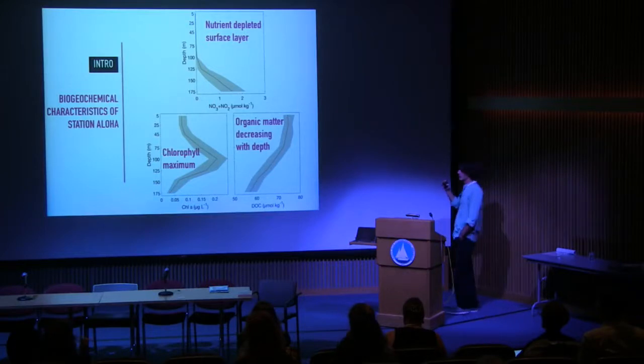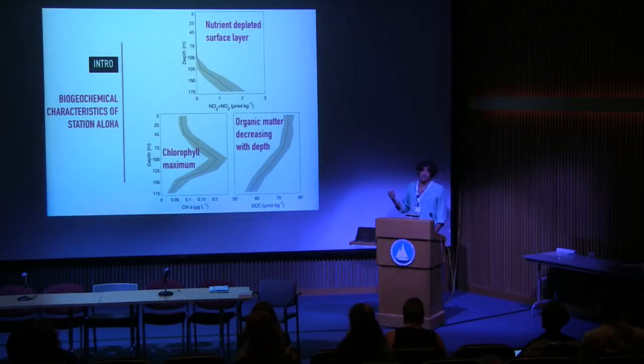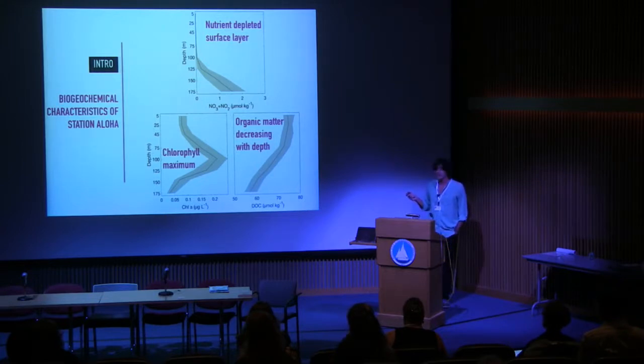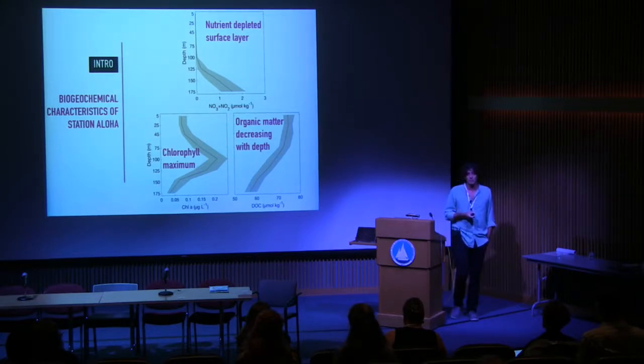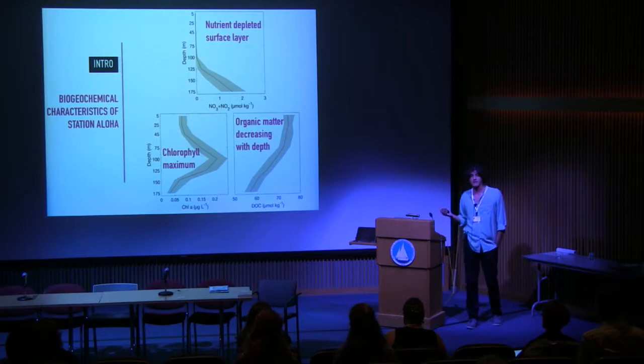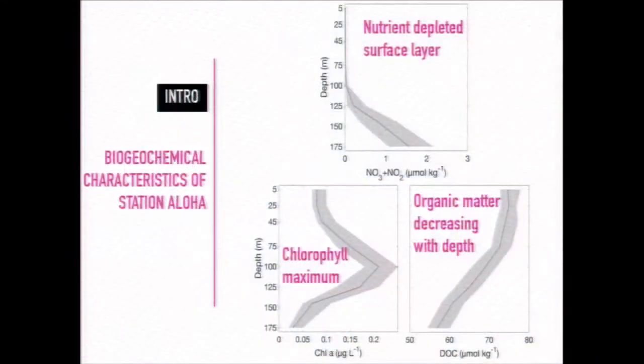So we have this nutricline, and there is a turbulent diffusion of nutrients upward. And the layer that consumes this diffusive flux is associated with a chlorophyll maximum, where the phytoplankton community lies on top of these nutrients diffusing from below. This is also a characteristic feature of this system, while organic matter generally decreases with depth in environments like Station ALOHA.